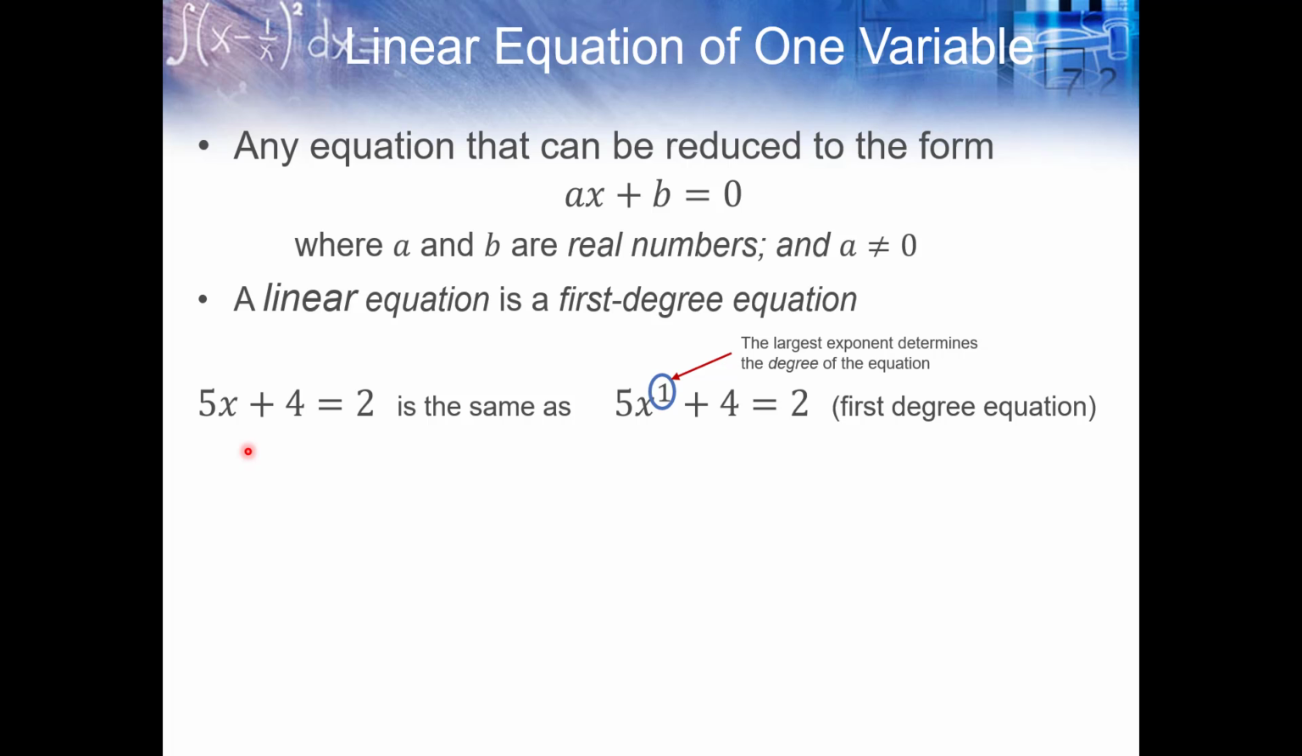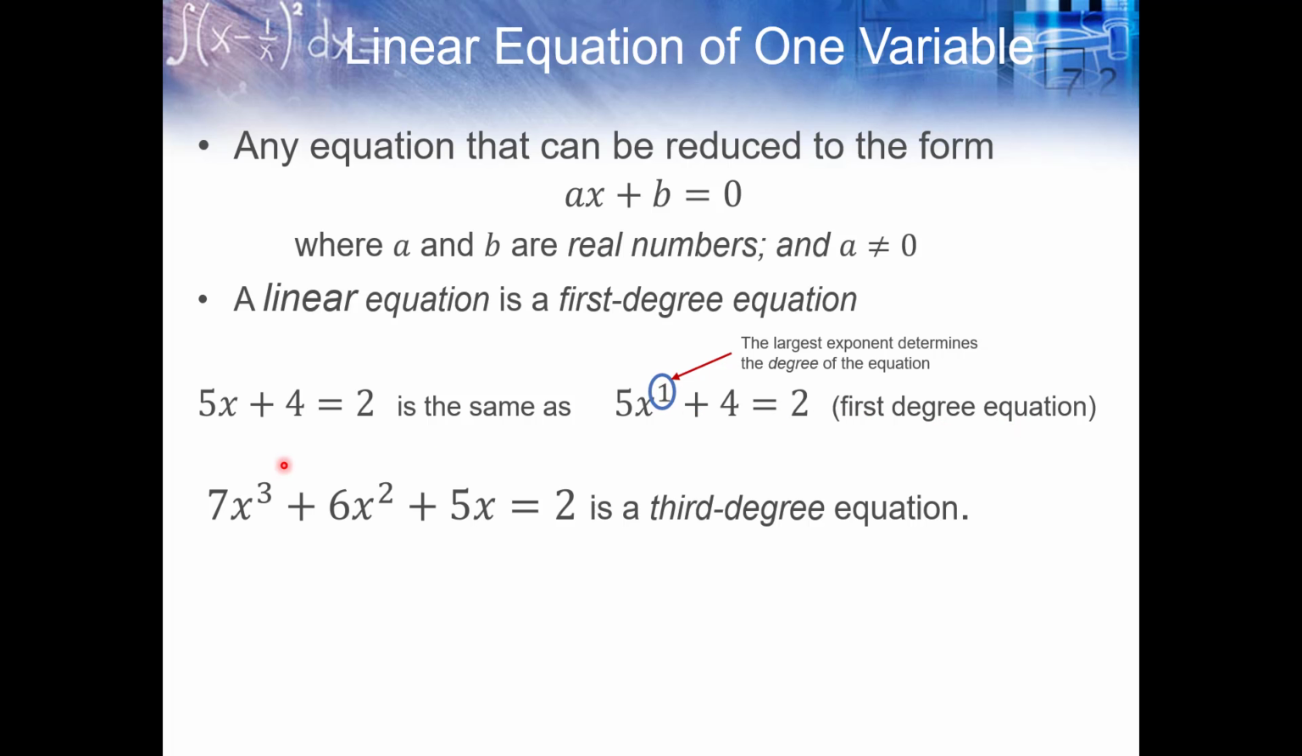Now, how do you determine the degree of an equation? Well, the degree is the largest variable exponent in the given equation. And notice here we have 5x plus 4 is equal to 2. Well, the x by itself implies an x to the first power. And so since this is the largest exponent, this is a first degree equation.